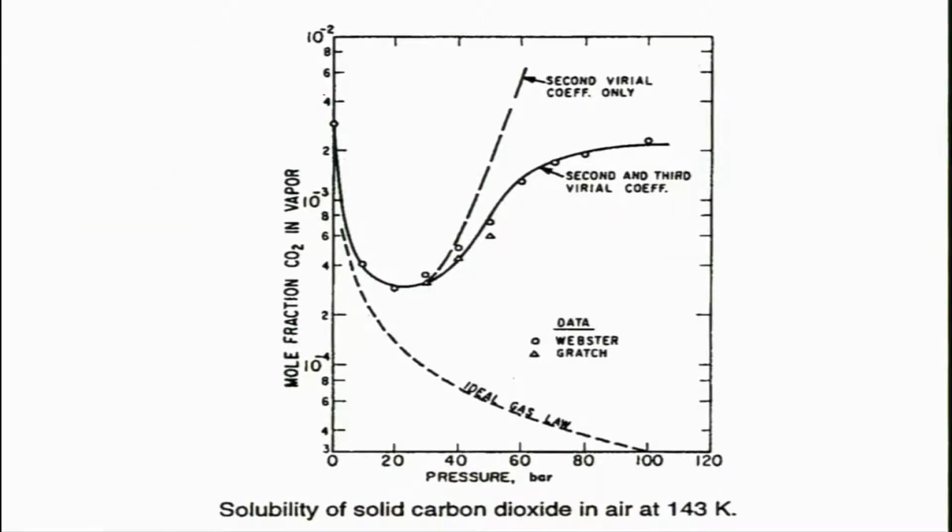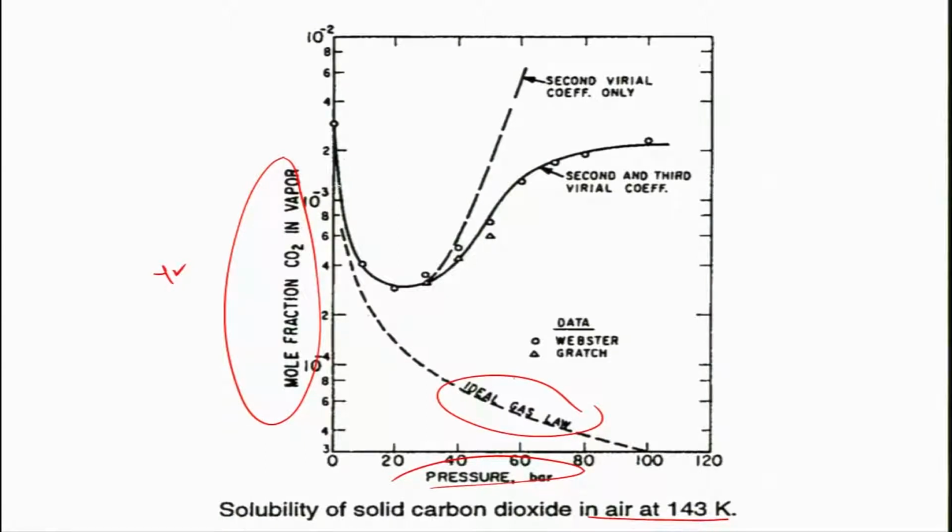Now, here this is the solubility of solid CO2 in air at 143 Kelvin. This is the mole fraction of CO2, the solubility, that is Y2, as a function of pressure, and the symbols are the experimental data. If you had used only the ideal gas, it could capture only very low pressure. If you use the equation of state with only the second virial coefficient, then it can capture again up till a certain pressure, which is up till 40 bar. But for higher pressure, you need to also add the third coefficient in order to get the right equation of state. So, virial coefficient has its own issues.